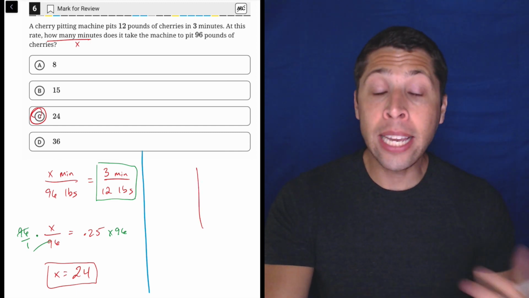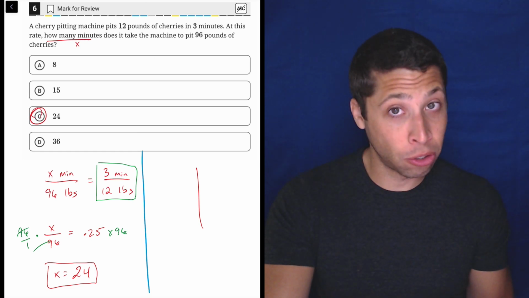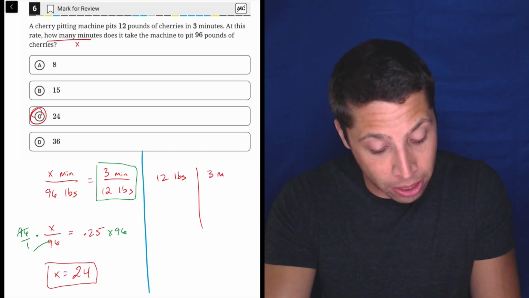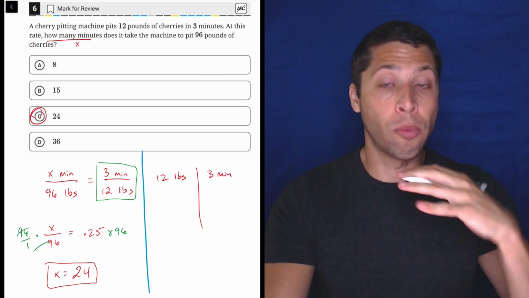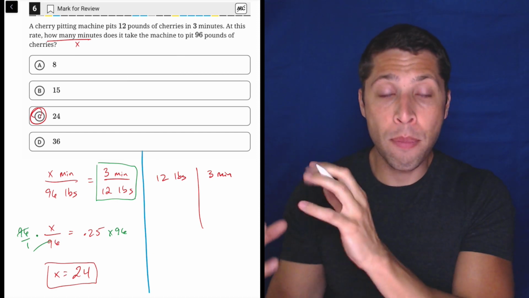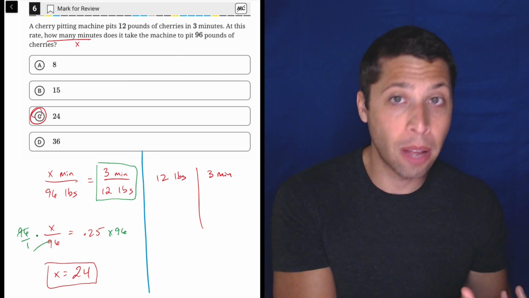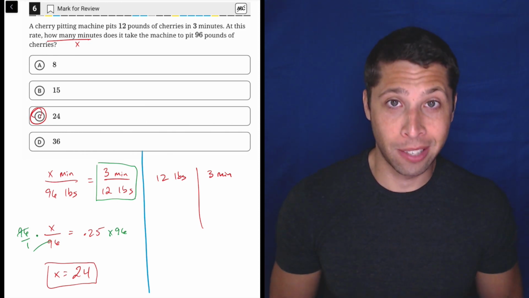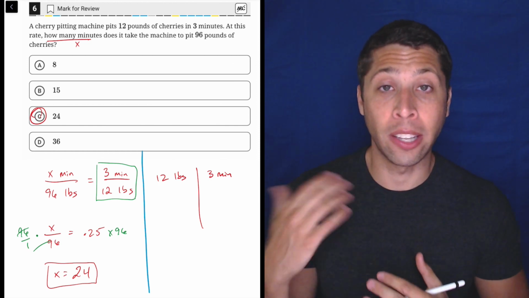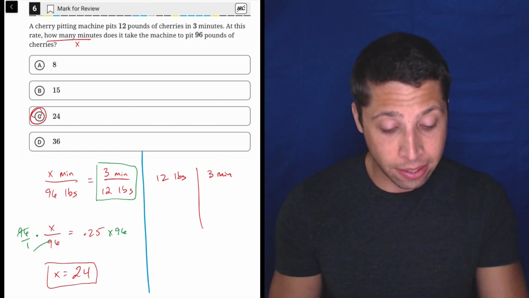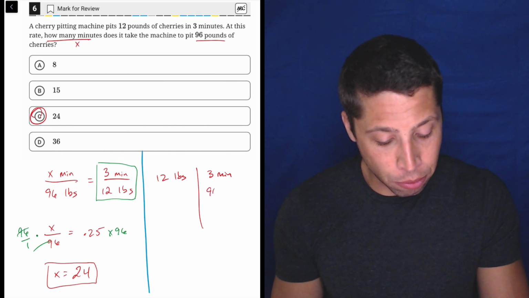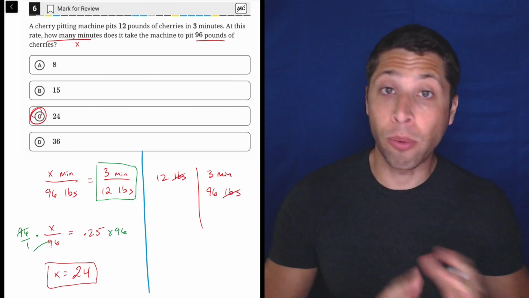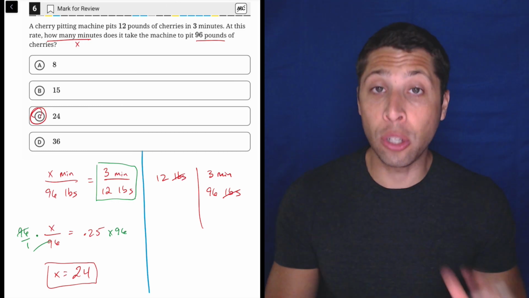Basically, just take any rate that you see in the question. So we don't even need to start with the x here. We can just start with the beginning. We have 12 pounds and 3 minutes. So you're writing one number from the rate on the left side of our chart, the other number on the right side. And then our goal is to get rid of all the units. And in order to do that, we have to have a unit on the left side and on the right side. So now I see, okay, I also have 96 pounds. So I would write the 96 pounds here so that now I have the pounds on the left and the right, so pounds are gone. The number stays, but the unit is gone.